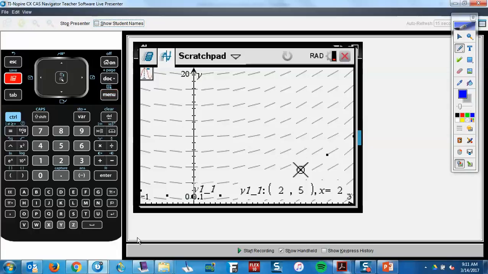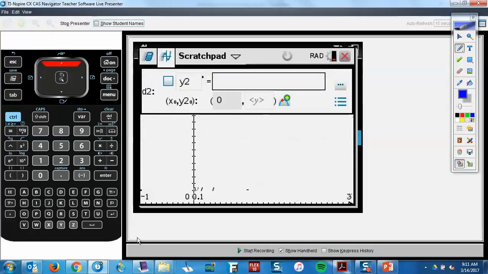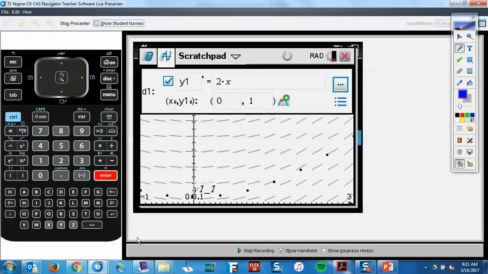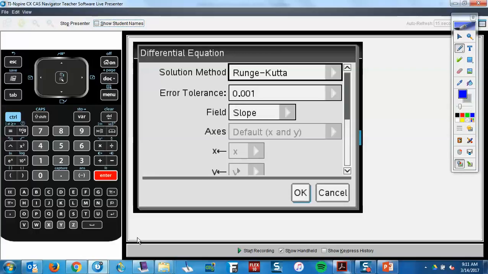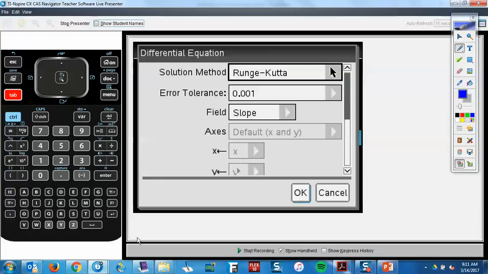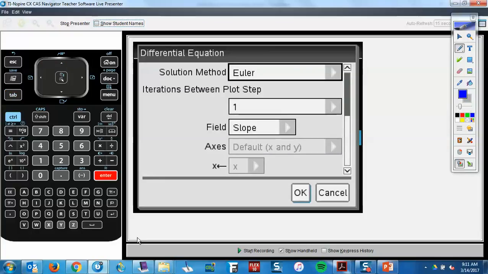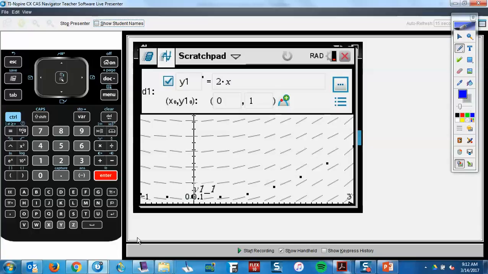Go ahead, Max, and go back to yours. Make sure it's set on Euler, because whatever tracing we do in our calculator, we want to make sure we're on Euler's method there. Then arrow down. The key part you're going to want to use in here is just that plot step.